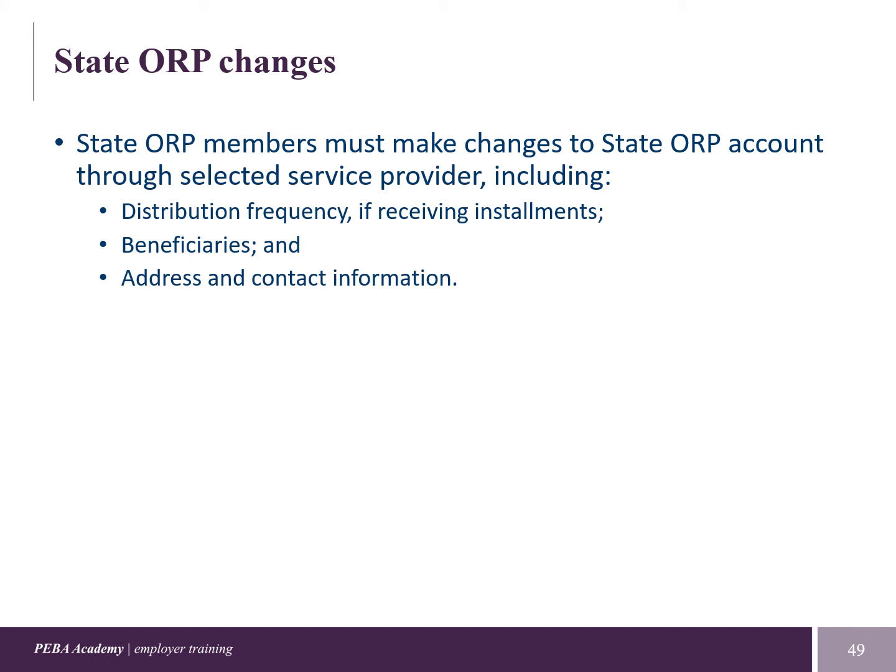Any changes to a state ORP participant's account must be made through the selected service provider. These changes include changes in distribution frequency, if receiving installment distributions, beneficiary changes, and changes to address and contact information.